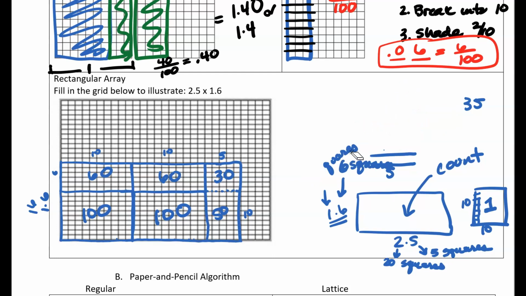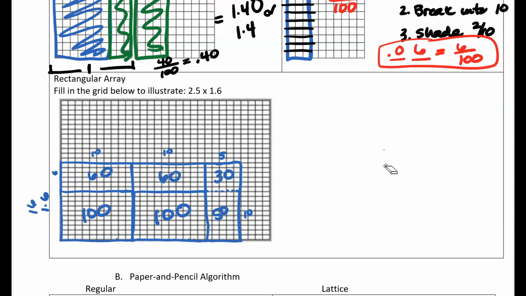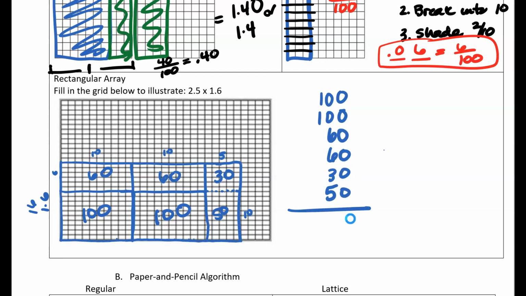So I'm going to erase this so I can have some more room here. So I've got 100. I'm just going to add all those up. Whoop, my pen is acting funny here. Okay, I've got 100, I've got 100, I've got 60 and 60. And then I've got 30, and then I've got 50. So if I add all of that up, I end up getting 400 total.